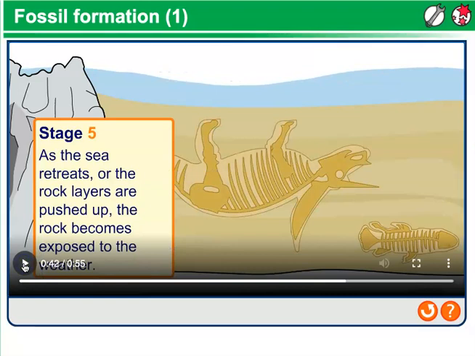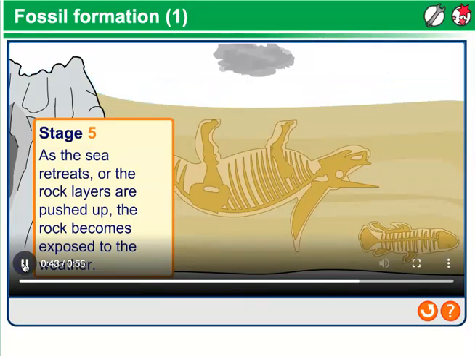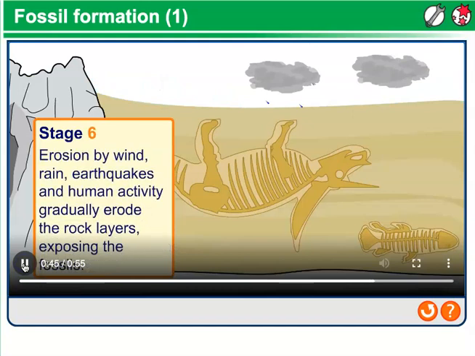Stage 5. As the sea retreats or the rock layers are pushed up, the rock becomes exposed to the weather. Stage 6. Erosion by wind, rain, earthquakes, and human activity gradually erodes the rock layers, exposing the fossils.